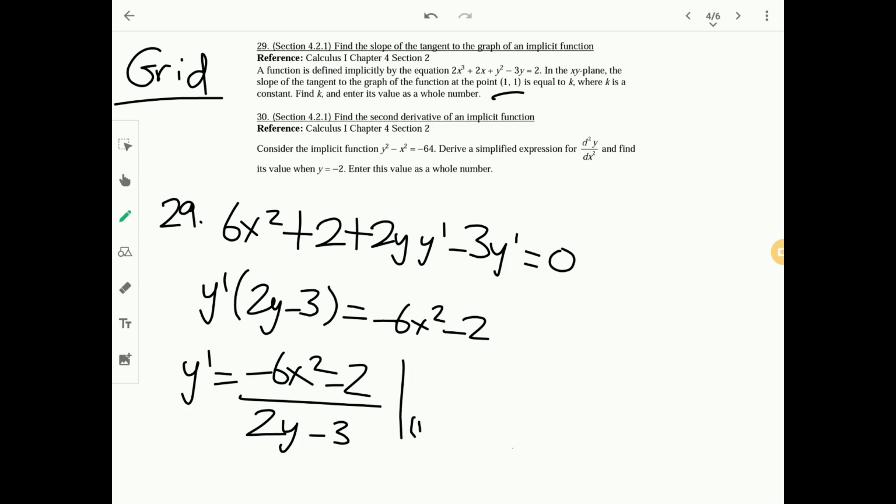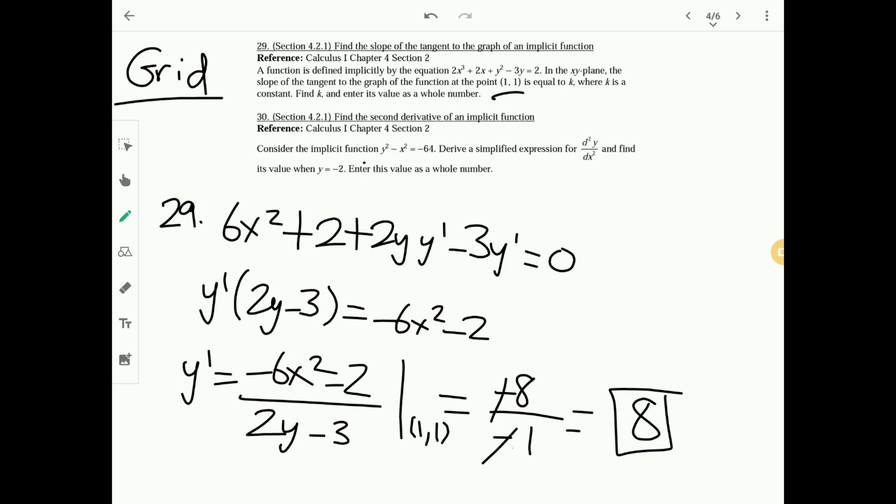Now they want it at (1, 1). So we do it at (1, 1). And we get minus 8 over 2 minus 3, which is minus 1. Cancels. The answer is 8. That's the slope, and that's what they wanted. So 29 is very simple. 30 is a little more challenging, so we'll do 30 now.